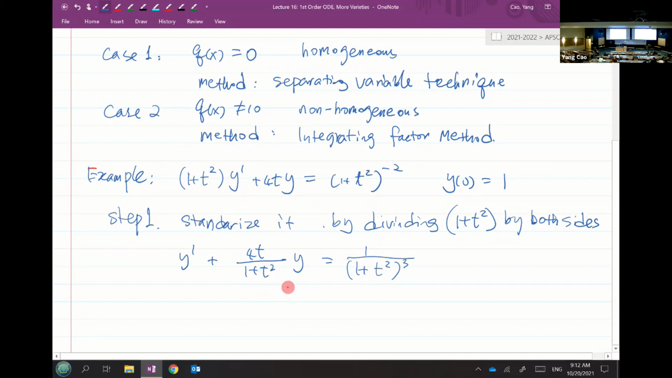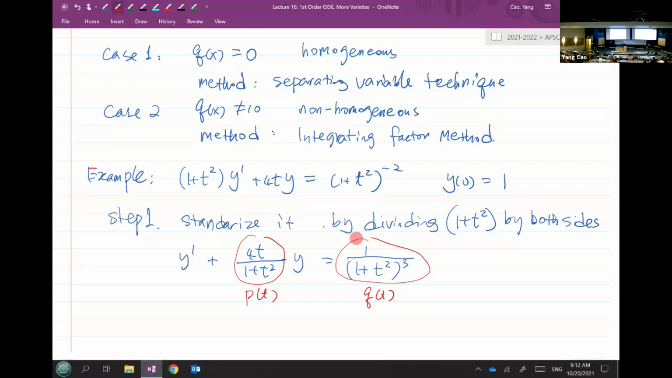So the next step is to apply the integrating factor method. To apply this method, number one is, you have to identify this function here as your P of t, and this function here as your Q of t. So the independent variable here is t instead of x. So you have to be a little bit flexible here.